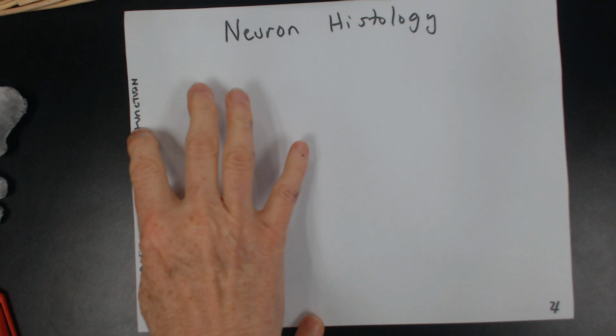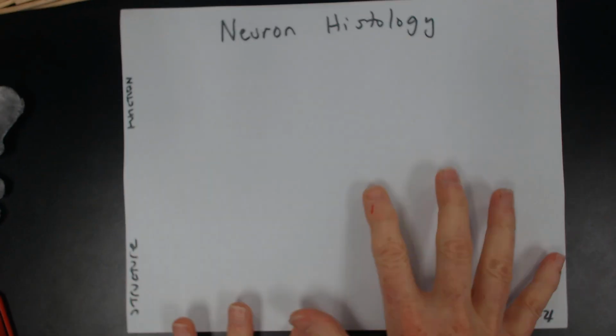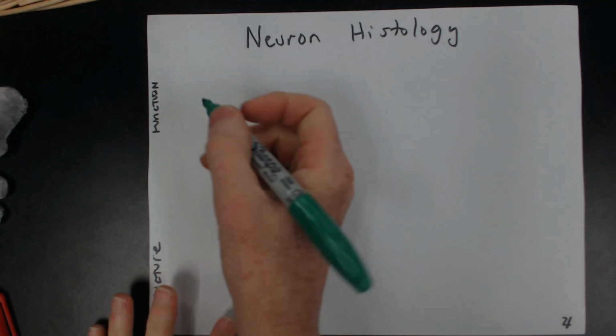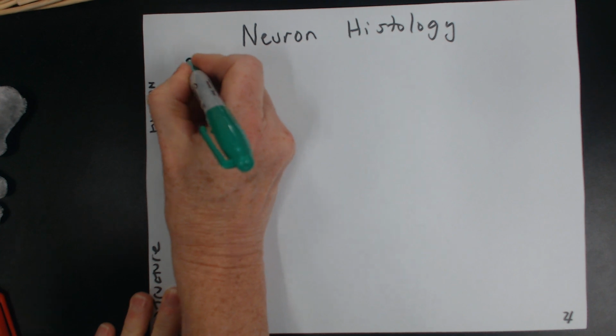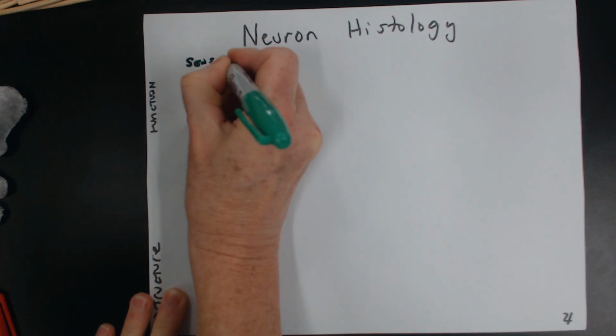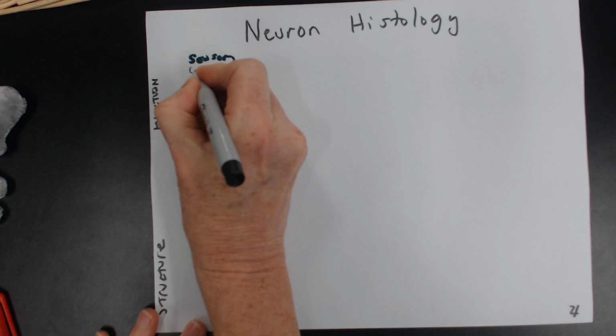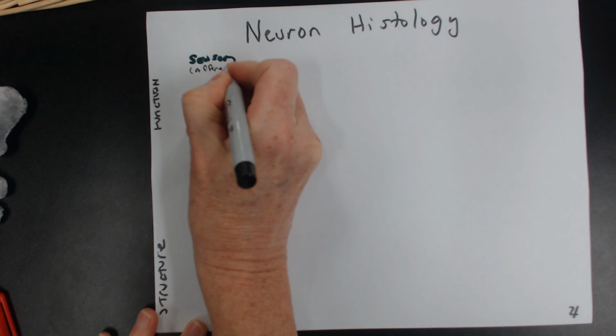Here I have function and I have structure on the side. The reason why I have that is because you will learn that if the neuron looks the same, then it has the same function or a very similar function. We're going to start over here and we're going to say sensory neurons. And sensory neurons in general, are they afferent or efferent? Afferent. So afferent means information coming into the system. Sensory is afferent information coming into the system.